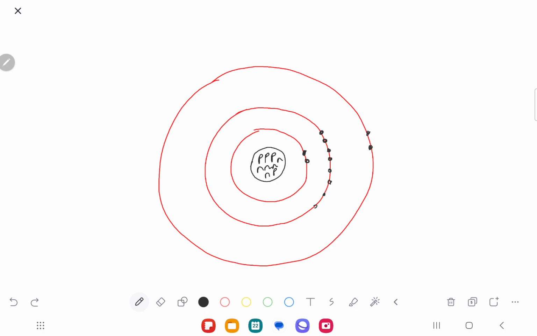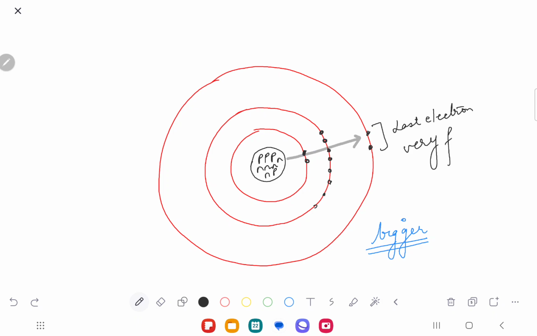You understand the last electron. Because the atom is bigger, I hope you're understanding that this last electron is very far off from the nucleus.